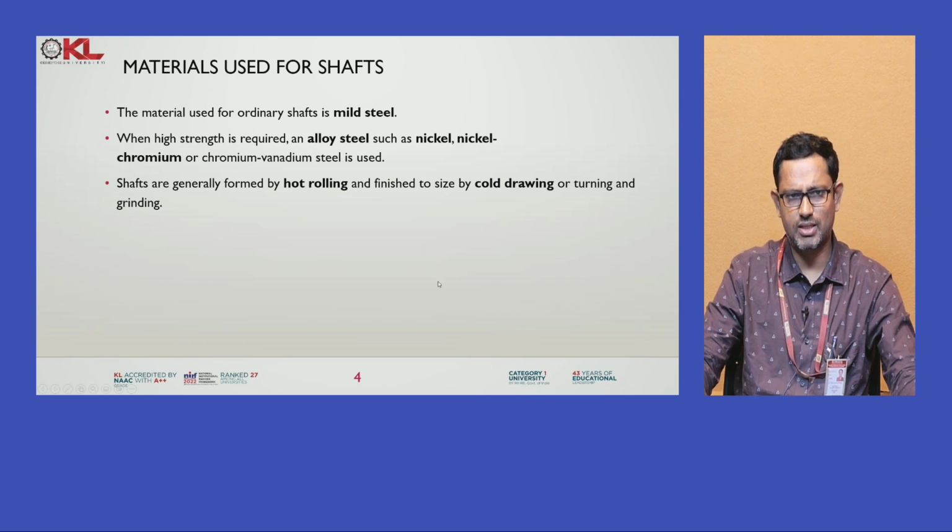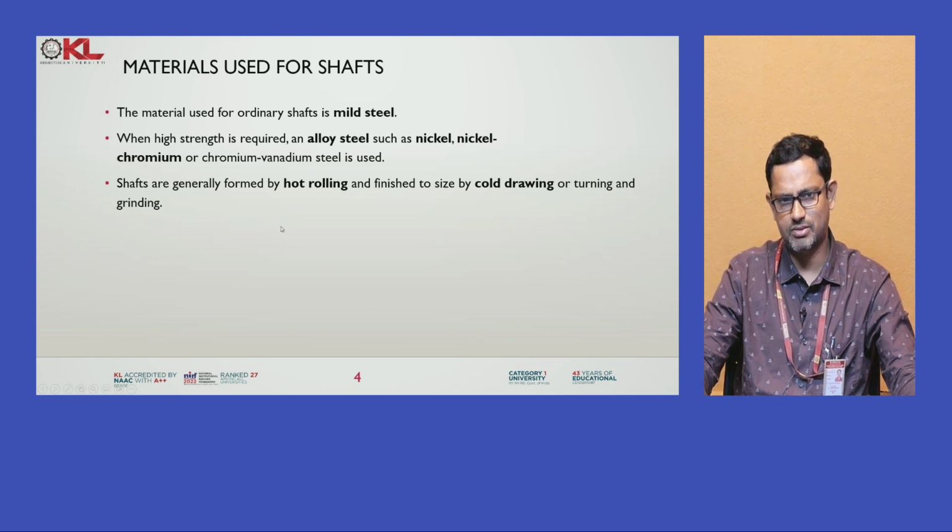Coming to the common materials used for shafts, most shafts are manufactured using mild steel, and wherever high strength is required, we use alloy steels such as nickel chromium or chromium vanadium steels. The manufacturing process for shaft fabrication is generally hot rolling, and cold rolling is used for finishing the size. Turning and grinding operations are also used to finalize the shaft diameter and its surface finish.